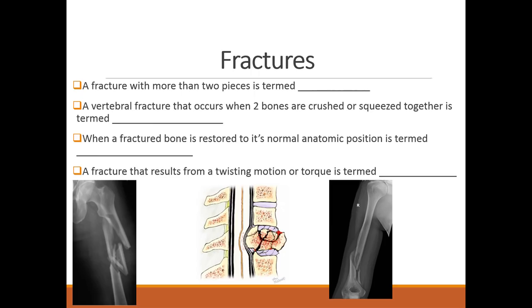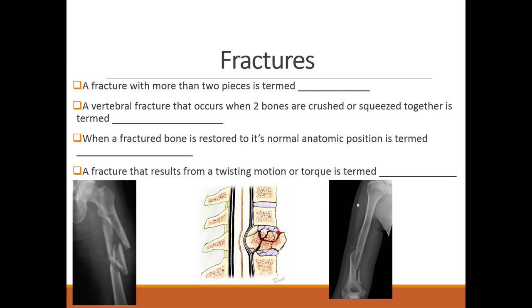When we look at compression fractures, on the other hand, this is usually in the vertebral column, involves two bones that are usually crushed or squeezed together. So a compression fracture might be seen with an elderly person, or in some cases when something heavy falls on somebody, somebody jumps on somebody, or they fall down. You might see compression fractures in the vertebrae that compress each other. It usually involves two bones that are crushed or squeezed together again.